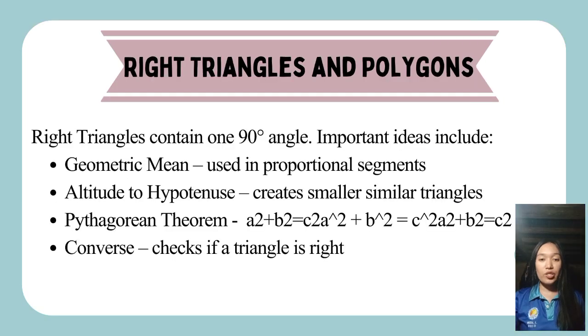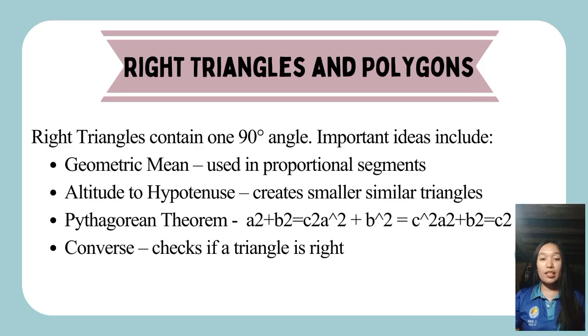Next is right triangle. So a right triangle has one angle exactly 90 degrees. So the side opposite this angle is called the hypotenuse, which is the longest side. So it follows the Pythagorean theorem. So a right triangle contains one 90-degree angle.